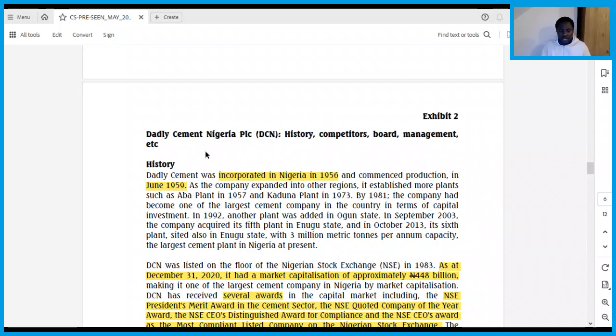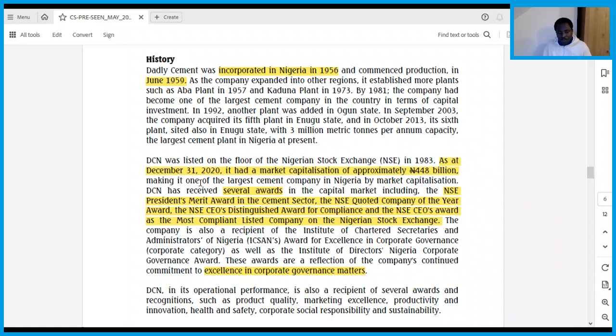Okay, so Dudley Cement Nigeria, which henceforth shall be called DCN. The history of the company, the competitors they have, the board structure, and the management are under Exhibit 2. Now, your client's company rather, is incorporated this year, 1956. All those, we have one or two things to do. This information they are giving us, as at December 2020, I was the one that just highlighted all this. It could have been more, but some key areas that we need to look at as we begin to profile guide to seemingly questions that may come up or areas that we need to strengthen and study on time.